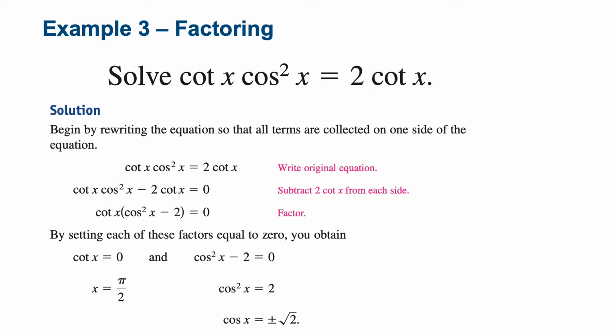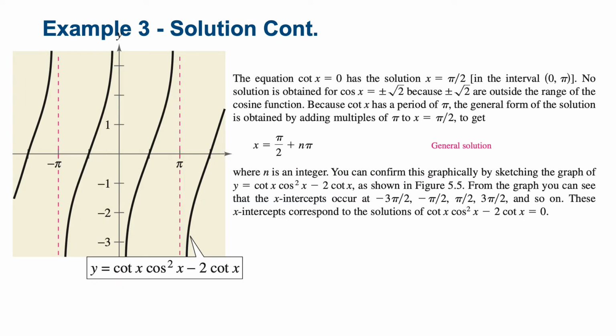Okay, so let's continue. So let's look at this. If I was to graph it, this would be its graph, yeah? It would be like a repeated weird sideways squiggly thing that has asymptotes at negative pi, at x equals 0, and then pi again. So the equation cotangent x equals 0 has the solution pi over 2 in the interval 0 to pi. Okay, so cosine of x equals plus or minus root 2 does not have a solution because plus or minus root 2 is outside of the range of the cosine function, right?